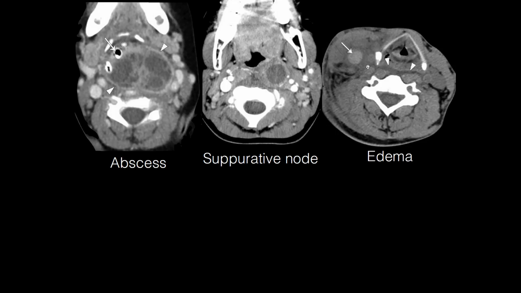In this case, what's the cause of the retropharyngeal edema? Thrombus. Yep, in the internal jugular vein. Great. So kids more commonly get these 2, the abscess and the suppurative lymph node. Why is that, Tim?